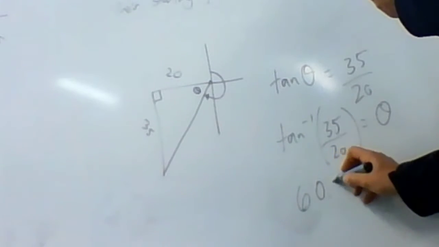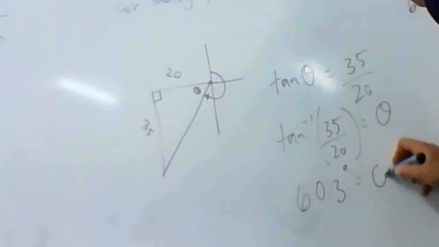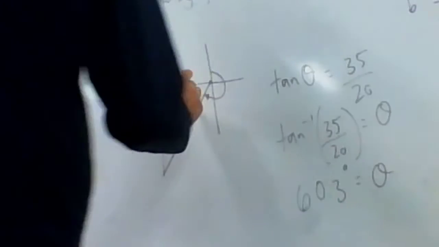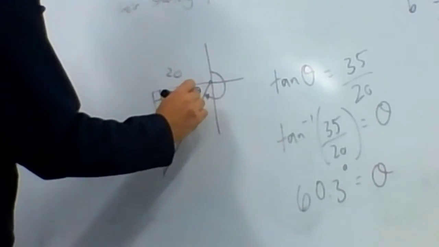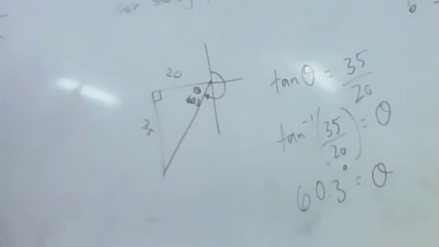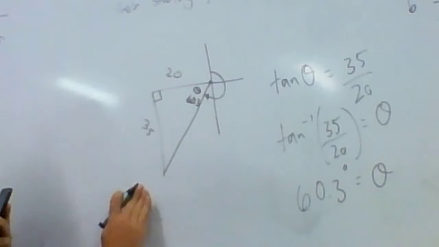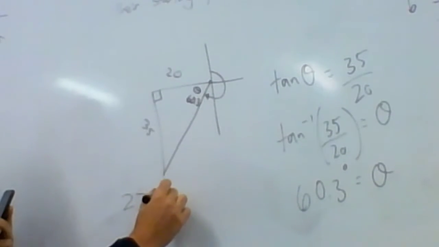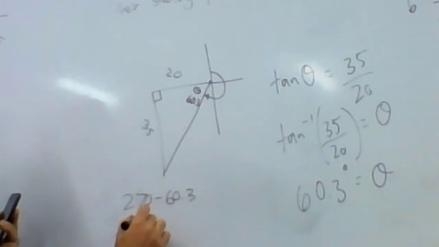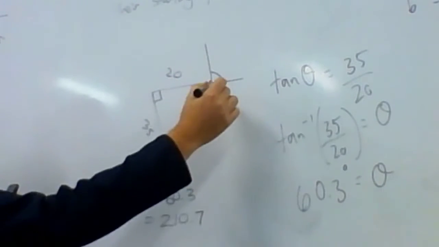So 60.3 degrees equals theta. So if this is 60.3, what do I do now to work out the bearing? Yes, Christian? 270 minus 60.3. Okay, 270 minus 60.3, which will equal 210.7 degrees.